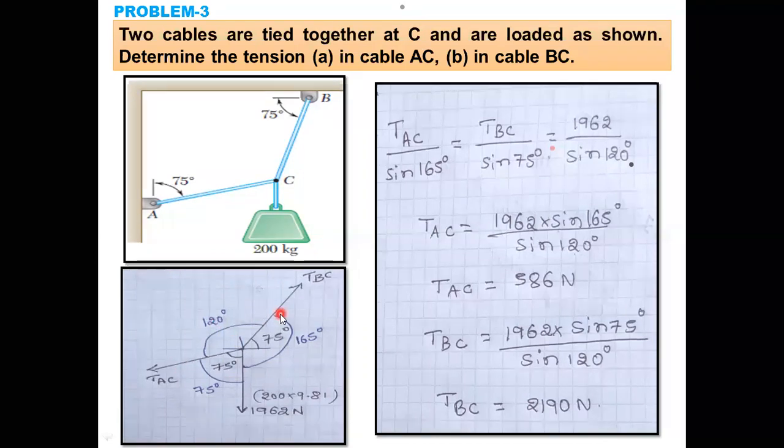So next, we should apply Lami's theorem. If you apply Lami's theorem, that is TAC by sine 165 degrees is equal to TBC by sine 75 degrees, which is equal to 1962 by sine 120 degrees. So we can easily get the unknowns, the TAC and TBC values. Okay, we'll move on to the next problem.